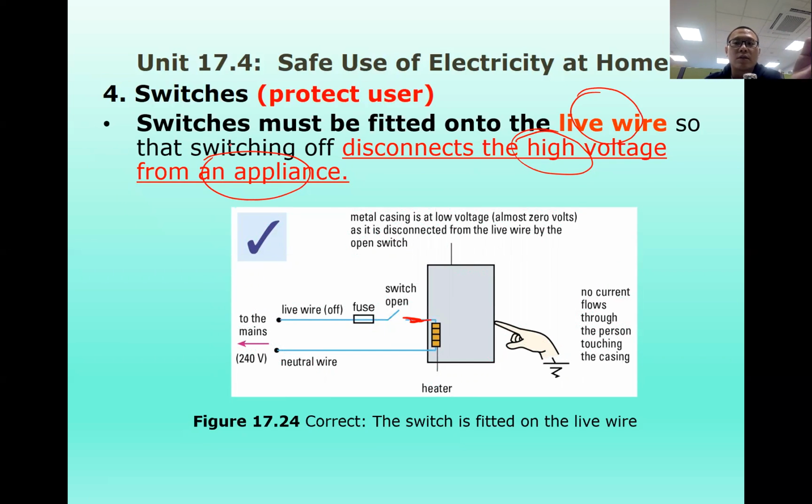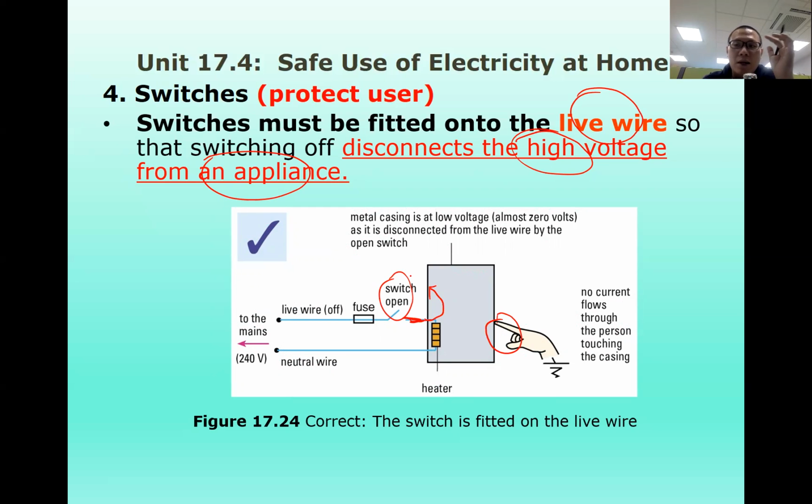So in the event of a fault whereby my live cable touches the metal casing, maybe an earth fault, where I may have an earth wire to protect but it is faulty, the switch which is switched off means the appliance is not connected to high voltage anymore. Even when I touch the metal casing, I will not get any current flowing through me. I will not get electrocuted, because the switch has successfully disconnected the appliance from high voltage.